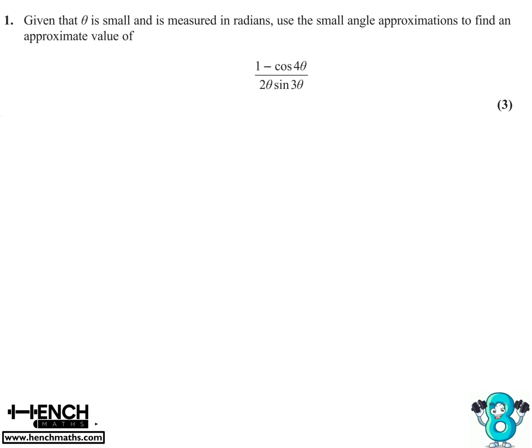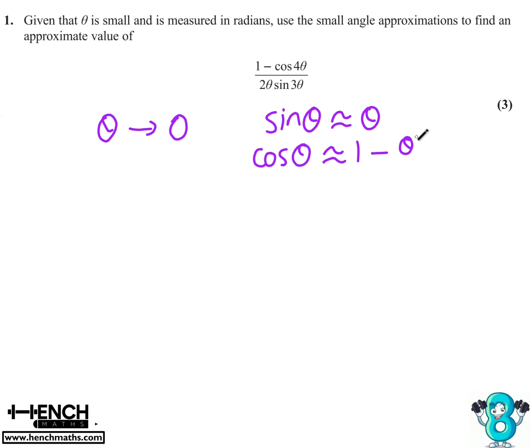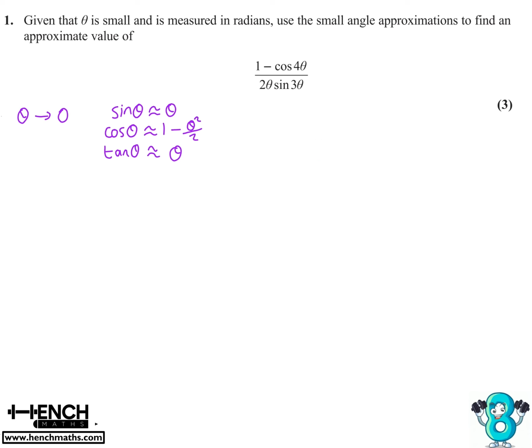The idea here is that when theta is small, as theta approaches 0, sine theta is approximately equal to theta, cos theta is approximately equal to 1 minus theta squared over 2, and tan theta is approximately equal to theta. These are all in the formula book, so you need to find those or just remember them, but it's in the formula book, so that's nice. So I'm going to write this down separately.